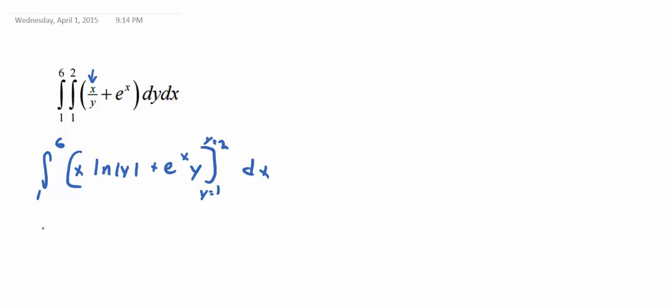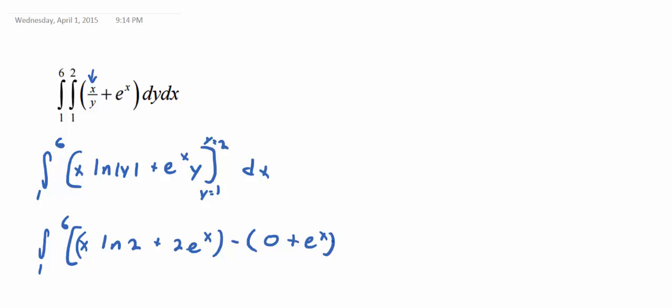So don't plug in for x. So what does that become when we plug in y equals 2? Well, we get x natural log of just 2. Absolute value of 2 is 2, so you can drop the absolute values. Plus just, let's make it e to the x times 2, or how about just 2e to the x? And then we'll plug in the lower limit, subtract it off. When you plug in 1 and take the natural log of 1, you get 0. And then plug in 1 here, you'll just get plus e to the x. And then we still have the dx here.